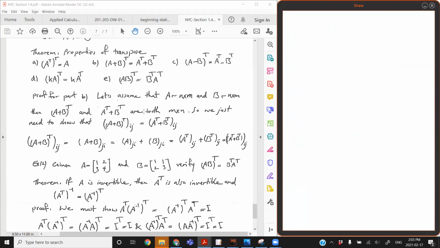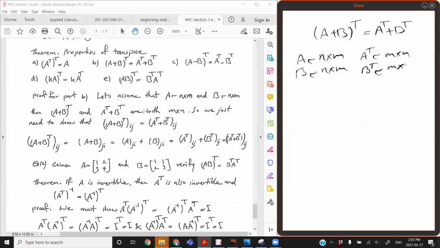So again, you want to prove this: (A plus B) transpose is A transpose plus B transpose. Let's assume that A is m by n, and B is also m by n. Then it's clear that A transpose is going to be n by m, and B transpose is going to be n by m. So A plus B is going to be the same size as A and B, so m by n.